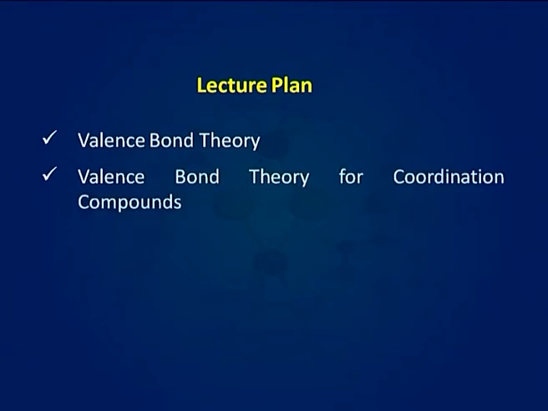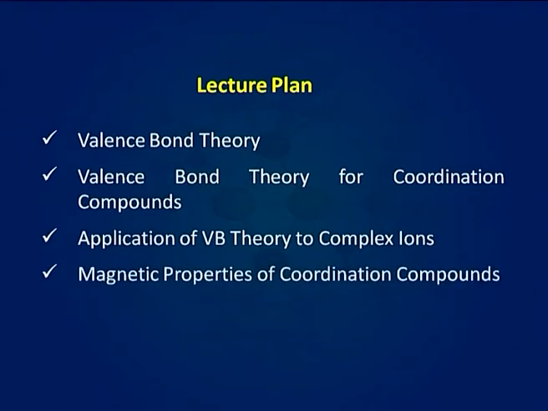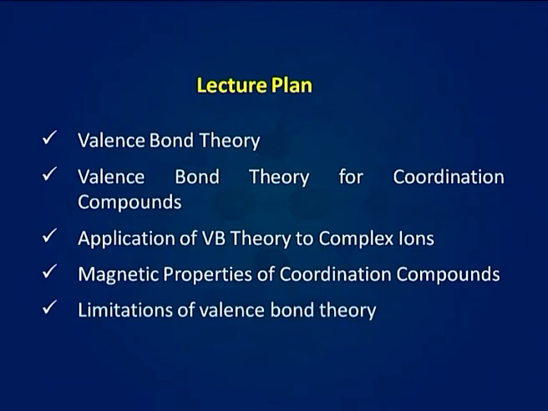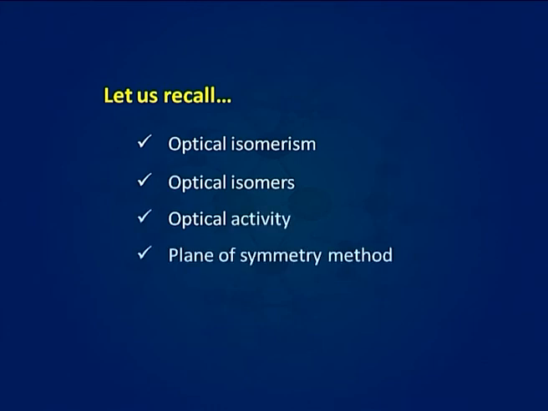for coordination compounds, applications of valence bond theory to complex ions, magnetic properties of coordination compounds, and limitations of valence bond theory. Before proceeding further, let us recall what we have discussed earlier. In the last lecture, we discussed optical isomerism, optical isomers, optical activity, plane of symmetry method, and the mirror images method.